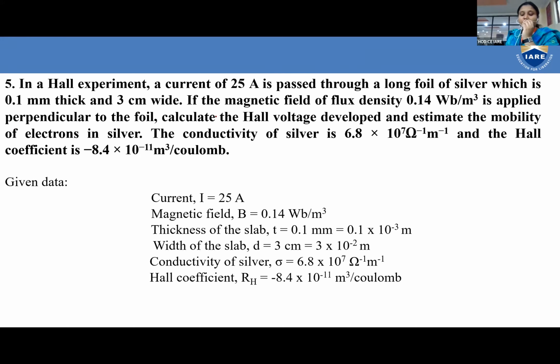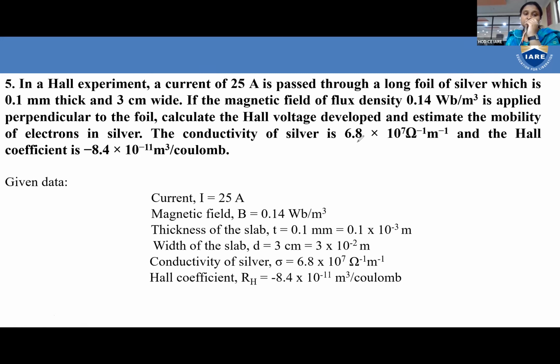So here we are taking the phenomenon of the Hall effect. If you just look at the data given, what is given here? I'm reading out the problem. In a Hall effect experiment, 25 amps of current is being passed through a long foil of silver, and we are taking a small piece of silver. What are the dimensions of the silver?